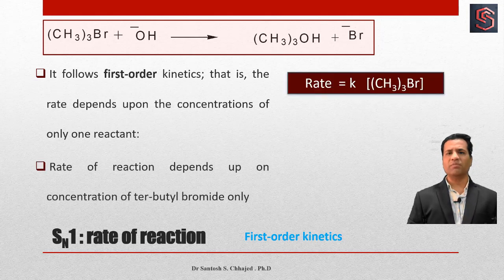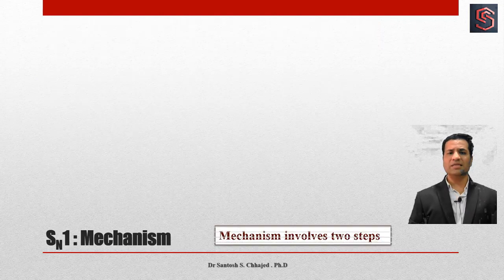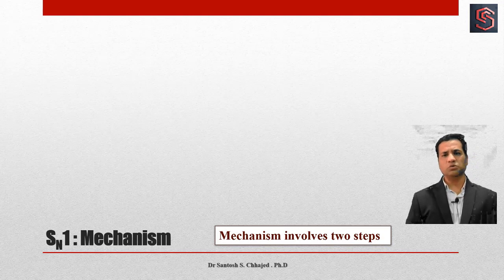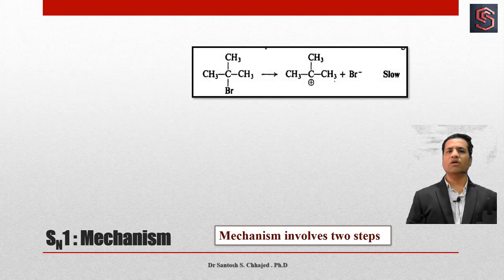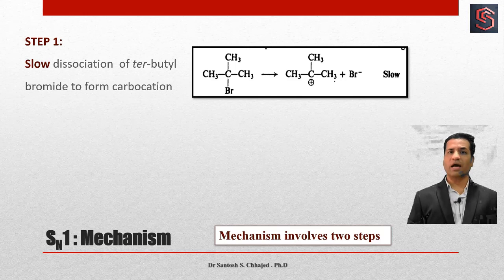In equation form, rate is equal to constant K times the concentration of tertiary butyl bromide only. Now we will see the mechanism. We already discussed that the mechanism involves two steps. Step 1 involves breakdown of the carbon-bromine bond to form a carbocation and bromide ion. So basically this breakdown of carbon and bromine is a slow process.